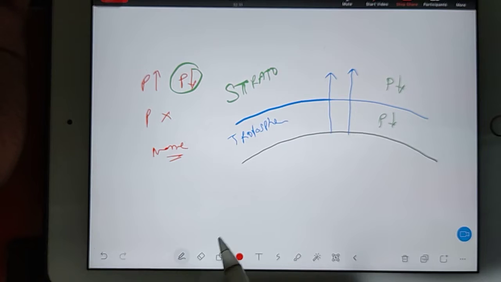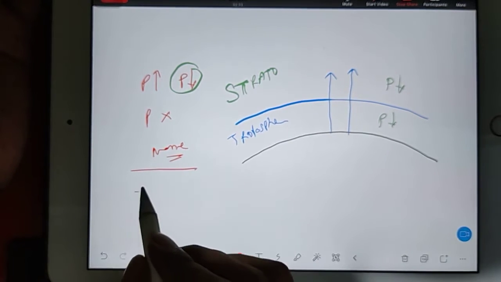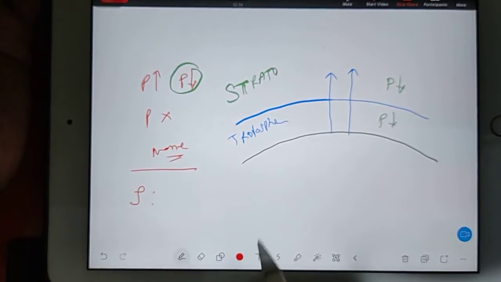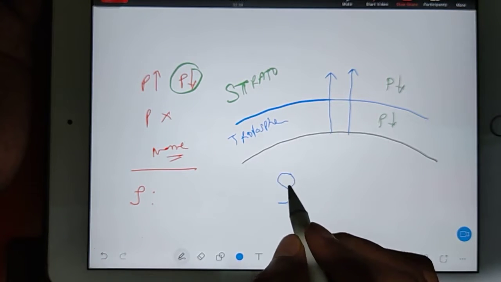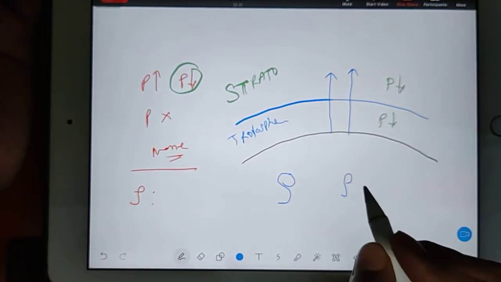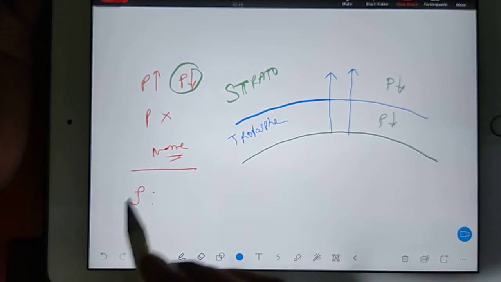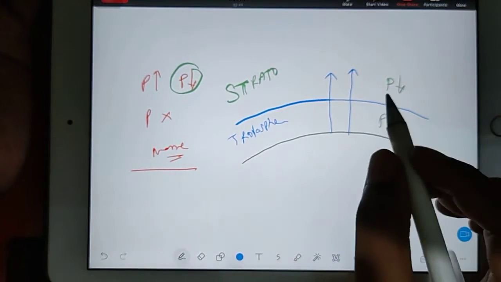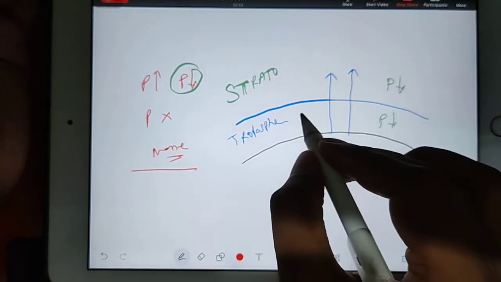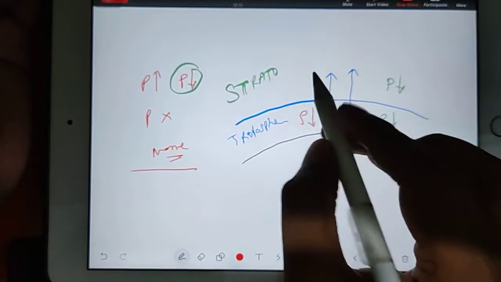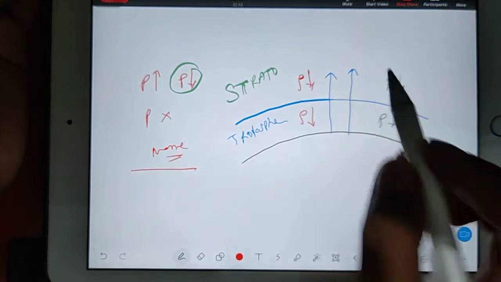I can ask the same question. What will happen with the density? Actually, how do we write the density symbol? You write it like this and cover it completely. So it will be like this, some rough idea. When you go up, density will also decrease. In the troposphere density will decrease, and in the stratosphere also density will decrease.